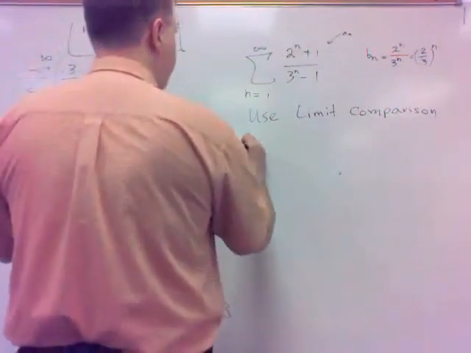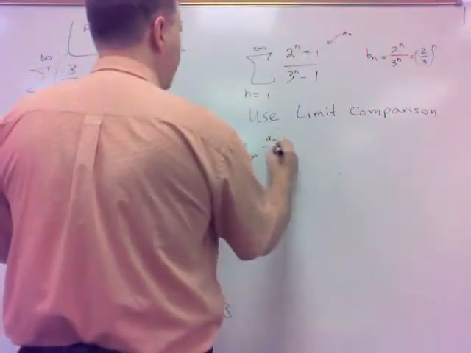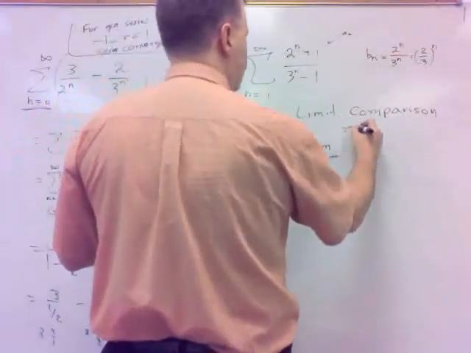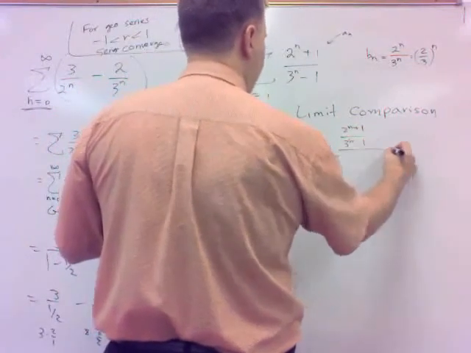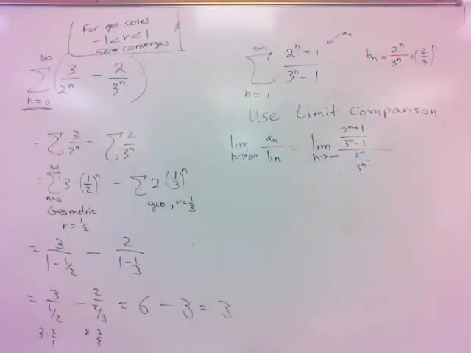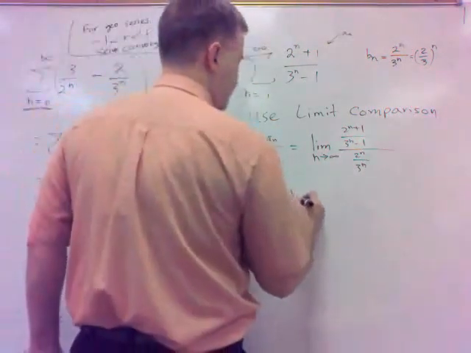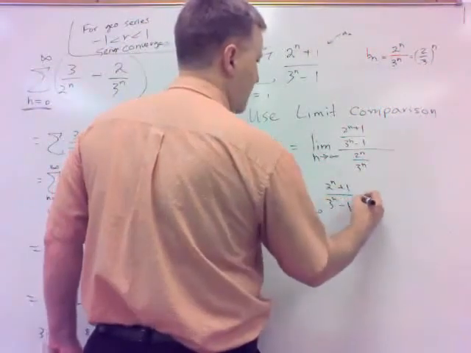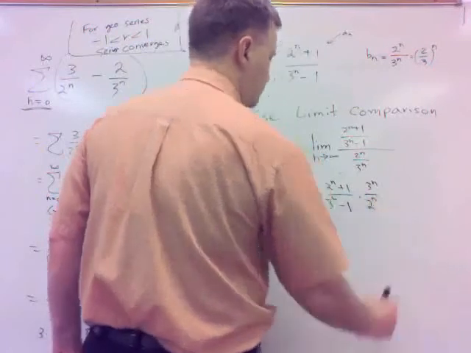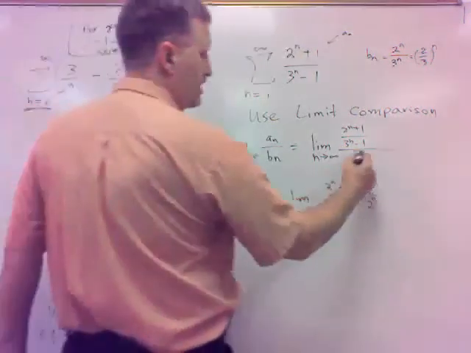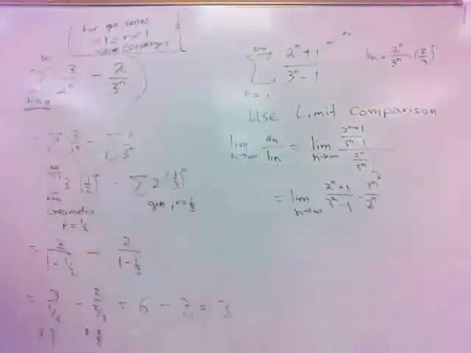We want to do the limit as n goes to infinity of a sub n over b sub n. That's right. So this would be the limit as n goes to infinity of 2 to the n plus 1 over 3 to the n minus 1, divided by 2 to the n over 3 to the n. Which, like we were saying, is really the limit as n goes to infinity of 2 to the n plus 1 over 3 to the n minus 1 times 3 to the n over 2 to the n. Means the reciprocal times the reciprocal, right? We just do the reciprocal of that. That's what we get there.